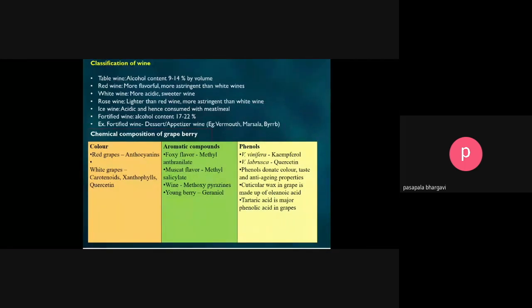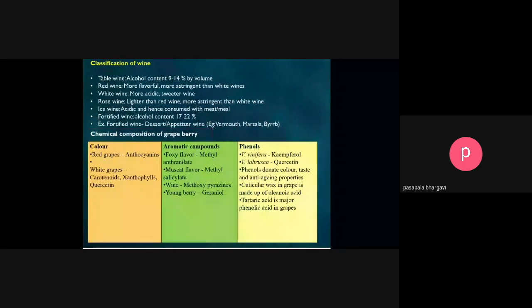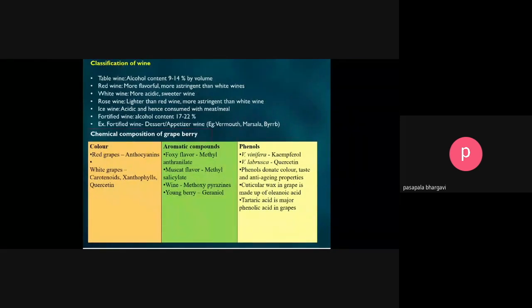These things are important. Then phenols: Vitis vinifera contains kaempferol. This is the phenol present in vinifera. And labrusca is called fox grape. It contains a phenol called quercetin. Phenols donate color, taste, and anti-aging properties. And cuticular wax in grapes is made up of oleanolic acid. These questions were asked in JRF. Cuticular wax in grape is made up of oleanolic acid. Tartaric acid is a major acid in the grapes. This box is very important.